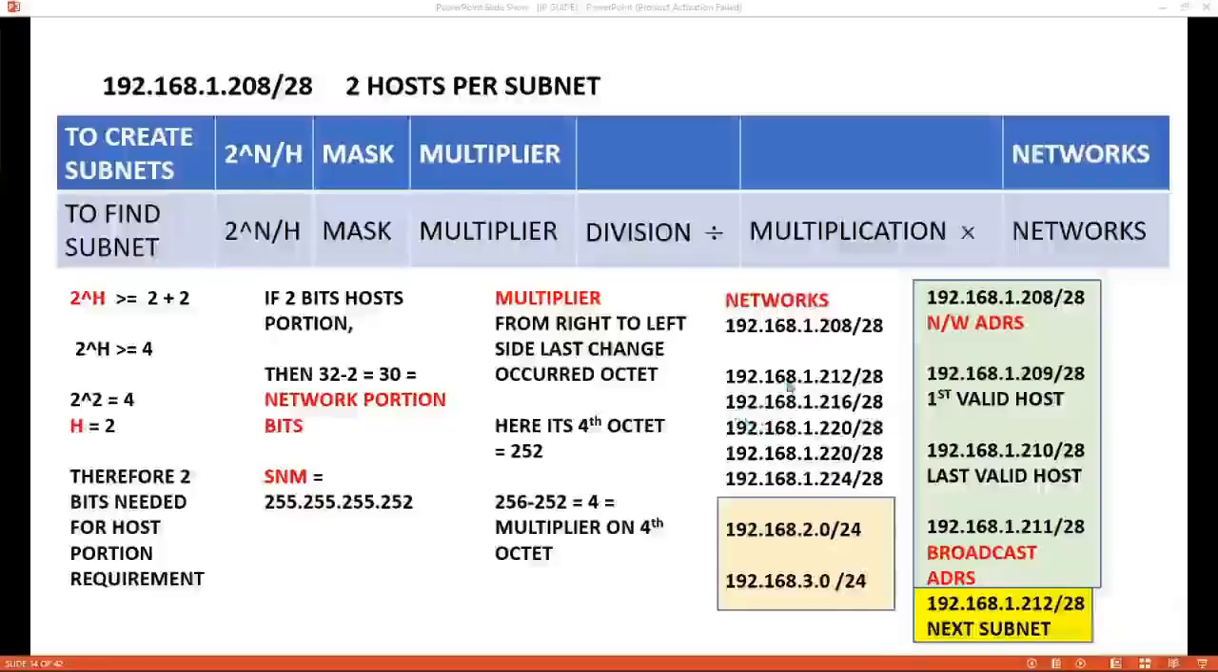In order to find that, there is another calculation. You are going for 2 to the power n, h, mask, multiplier, then division, multiplication, then networks. In between your multiplier and networks, you are adding 2 things, which is division and multiplication. Okay, I will explain it.